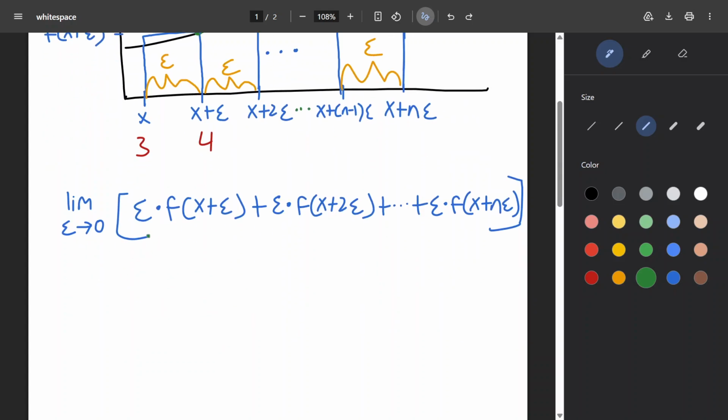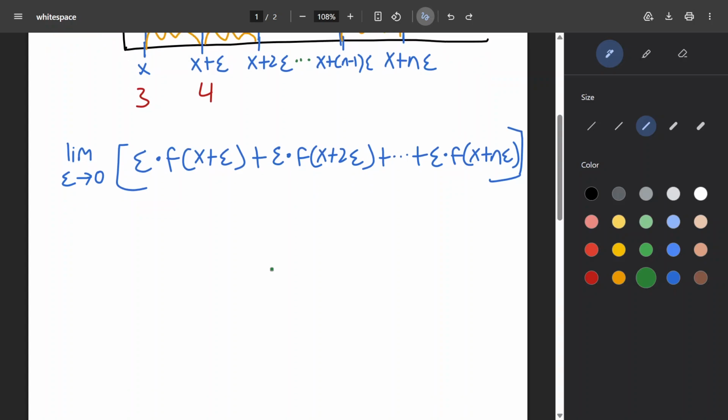Now, all this written out, it's just a lot to write, and I don't want to write that every time. Let's condense this into a single summation. So this is equivalent to, we'll keep our limit here, the limit as epsilon approaches 0, of the summation from k equals 1 to n of epsilon times f of x plus k epsilon.